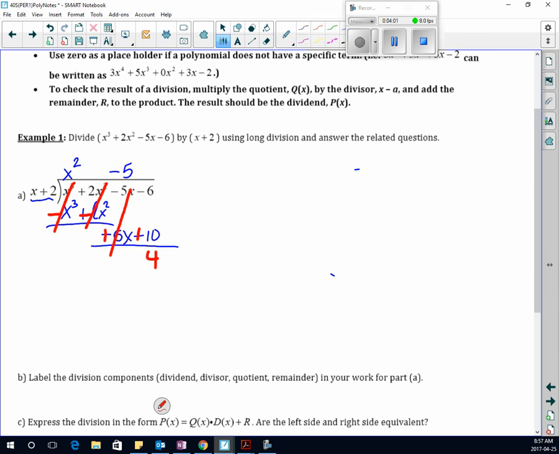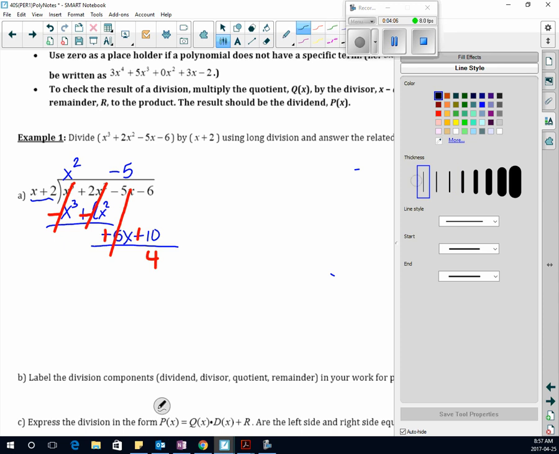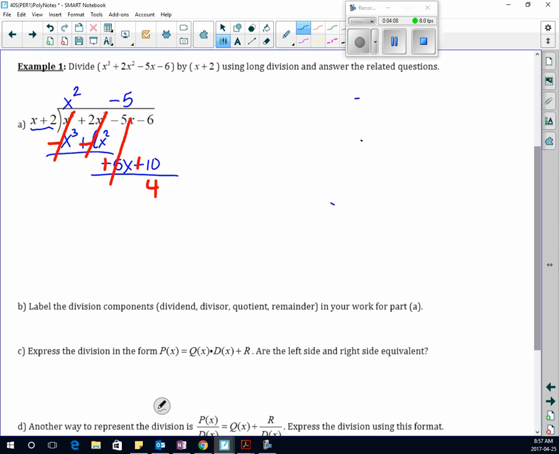So now what we're going to do, we're still with the question, we're going to label the components. Which one is the dividend? Do you remember which one's called the dividend? No, the quotient is the result. That's the dividend. Okay, if we don't know the dividend, let's go to the divisor. Which one's the divisor? X plus 2. Okay, so we know that. So that part is the divisor.